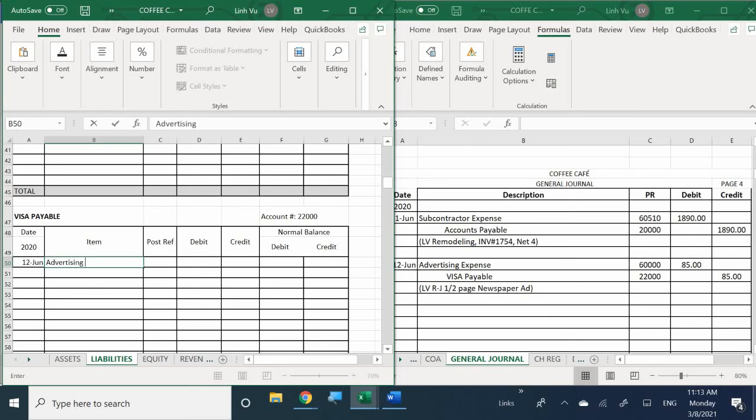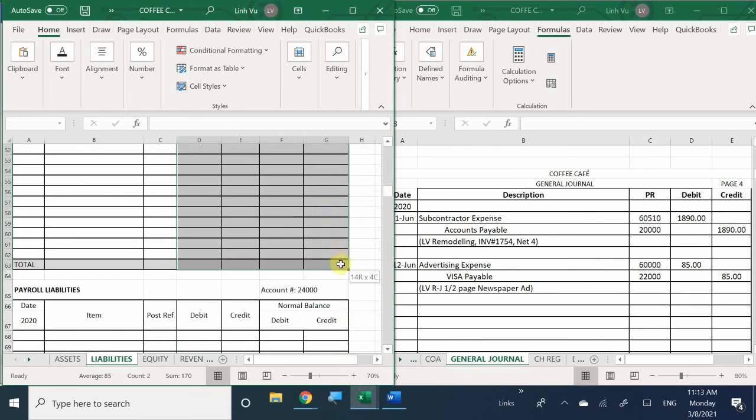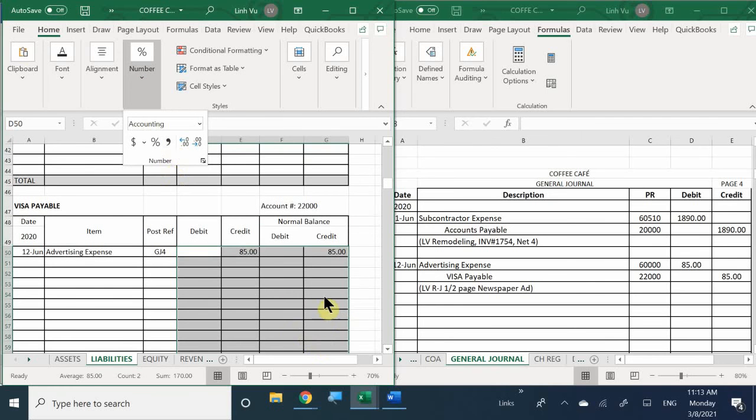I'm just going to put advertising expense. It's pretty straightforward, right? So General Journal number 4. And we're crediting it for $85. And because it's our first transaction, it's going to be for $85. So I'm going to go ahead and highlight all of this, and I'm going to format this real quick. Okay.